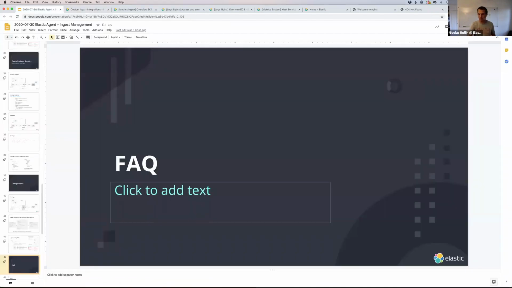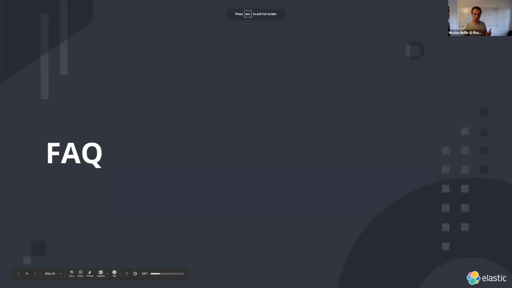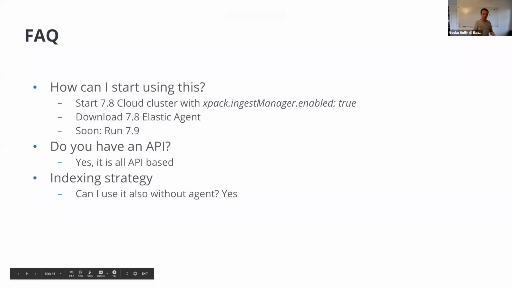So let's get to the last part, the FAQ that I want to take away. A few questions are probably going to pop up. How can I start using this? You're going to ask. So you can start using it already in 7.8, which is out. You have to spin up a cloud cluster or your local cluster, put in that configuration, download the Elastic Agent from our website and run it. It's experimental in 7.8, and soon in 7.9, it's going to be enabled by default.